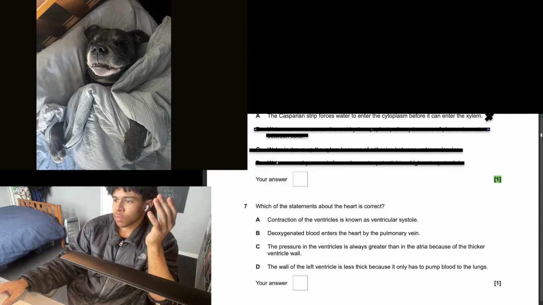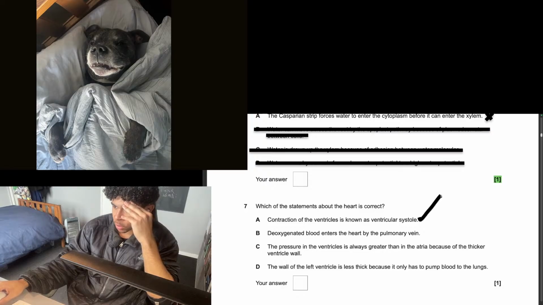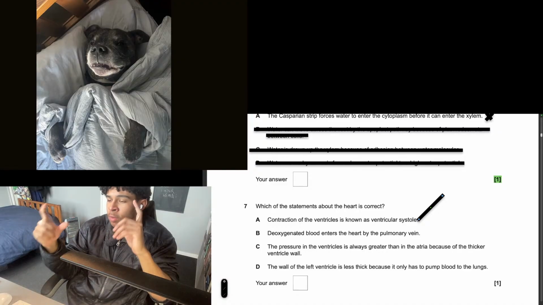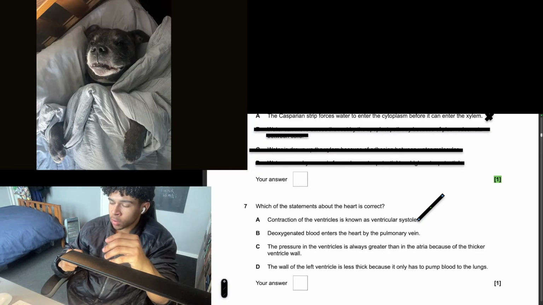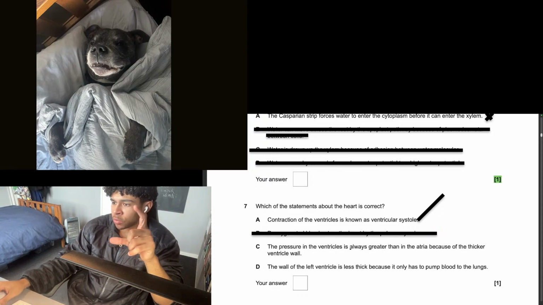The heart is correct. Contraction of ventricles, and there's ventricular systole, whatever. Well, that seems right. Deoxygenated blood, no, veins return to the heart. And if it's pulmonary, that means it's through the lungs. So if it's returning to the heart from the lung system, from the pulmonary system, it must be oxygenated. So it's not that one. The pressure in the ventricles is always greater than in the atria because of the thicker.